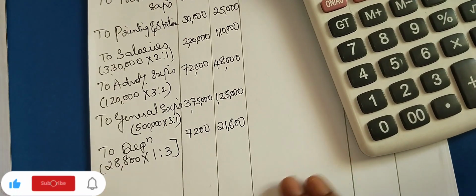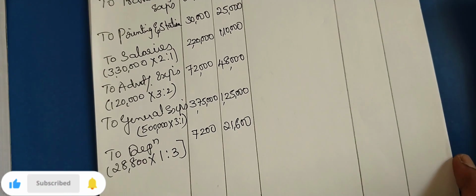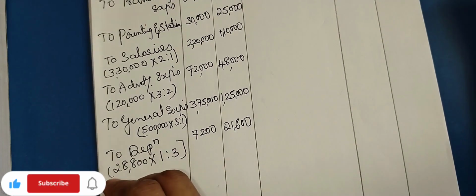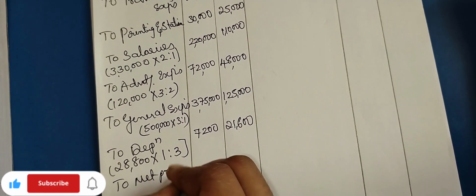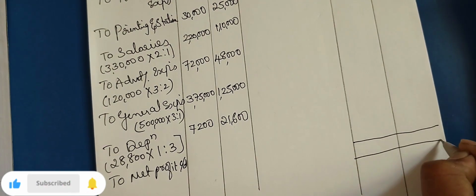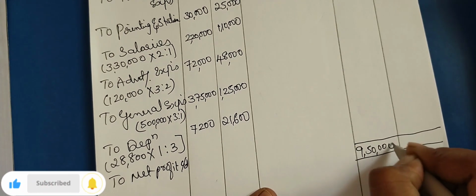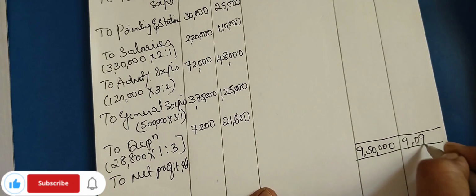All the expenses we have distributed: salary, advertisement, general expenses, depreciation. Now let us calculate the net profit. To net profit carry down. Net profit from 9,50,000 and 9,09,000.